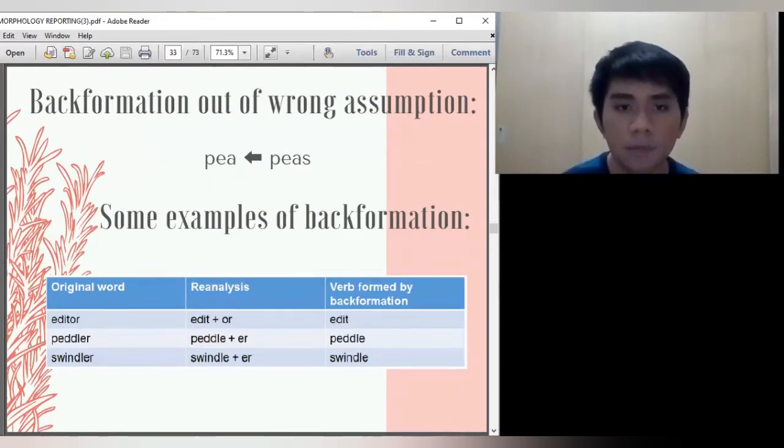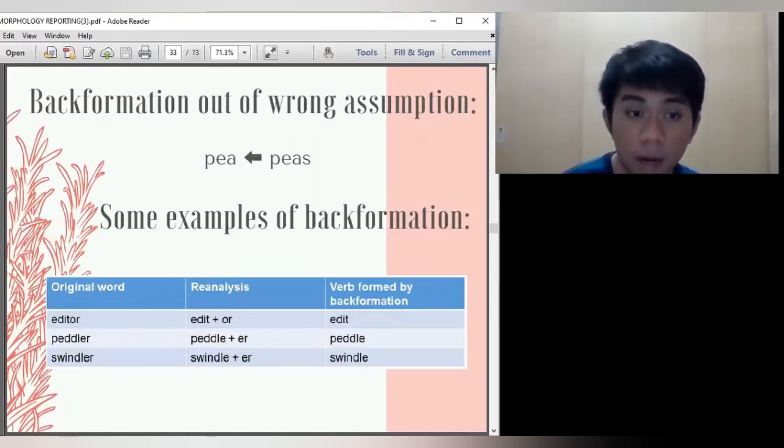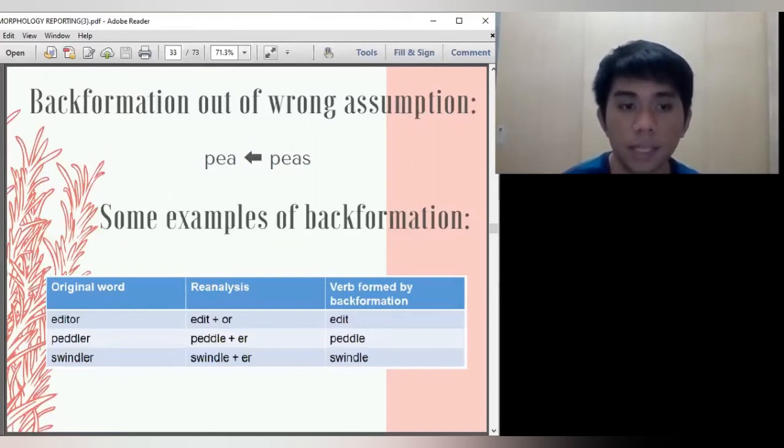Some more examples of back formation: editor, peddler, and swindler. They are the original words, but with the help of reanalysis, we remove or and er as well. They are suffixes, and they are removed from the original words. Then we get the verbs formed by back formation. So we have edit, peddle, and swindle.